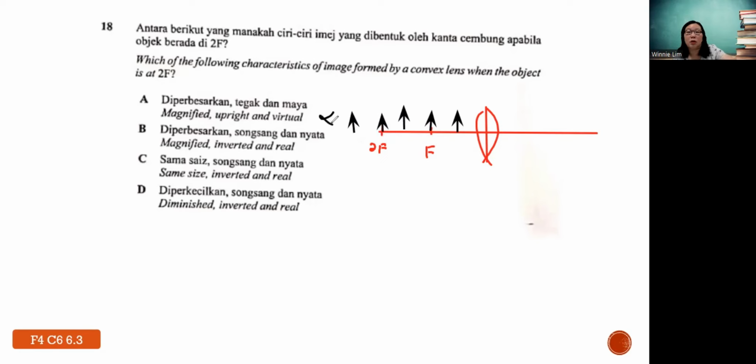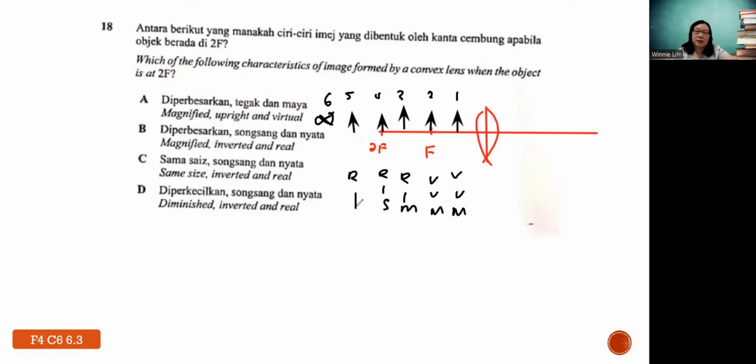I will tell students, use this sequence: 1, 2, 3, 4, 5, 6. And then you will have the end result, like a rhythm, easier to remember. Womb, womb, rim, ris, read. This is the characteristic of the image. So they say at 2F, right? So that means the image should be what? Real, inverted, and same size. Real, inverted. So C.